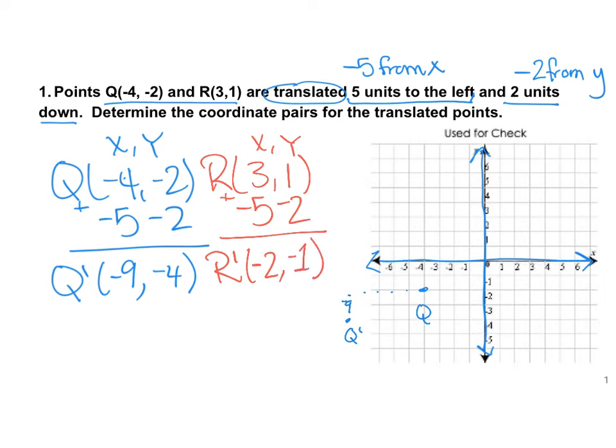Check my work. R was at 3, 1. 5 to the left, 1, 2, 3, 4, 5. 2 down, 1, 2, puts me at -2, -1. They both check out. Hopefully you got this one done correctly. Now I'm going to show you a different way to word these problems, and then you'll practice.